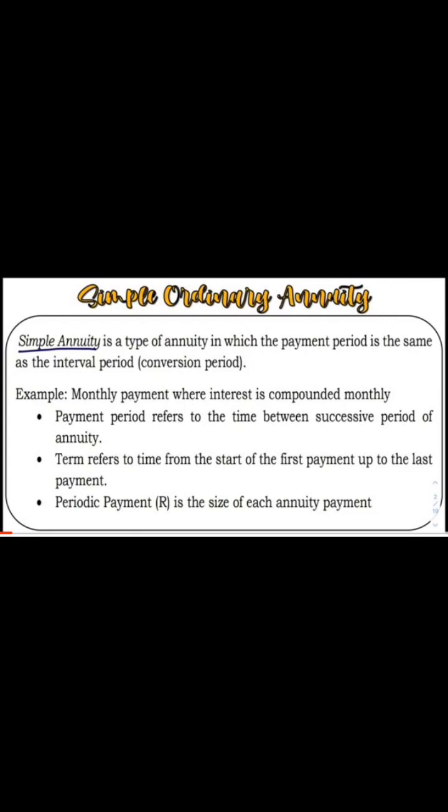Payment period refers to the time between successive payments of an annuity. Term refers to the time from the start of the first payment up to the last payment. Periodic payment is symbolized as R, the size of each annuity payment.